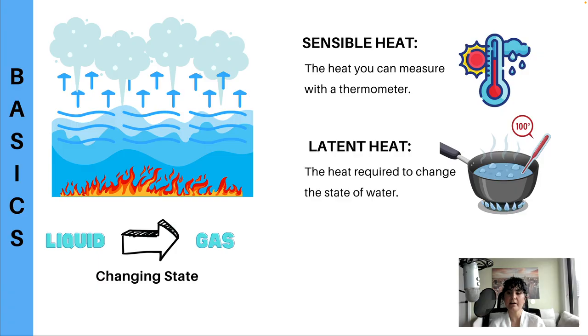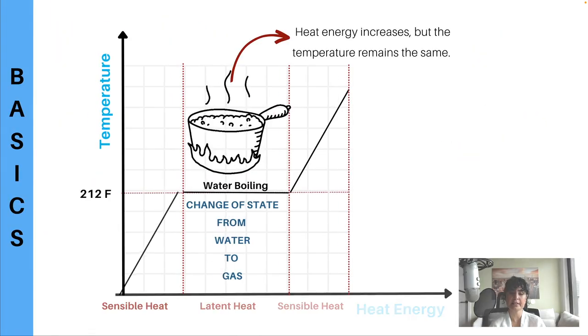So let's say you have a pot of water that's boiling on the stove. So you are introducing heat to the water, right? And liquid starts to become gas. We call this changing state. So latent heat is the heat that's required to change the state of water. Okay? But sensible heat is the heat you can measure with a thermometer. So look at this diagram to understand it better.